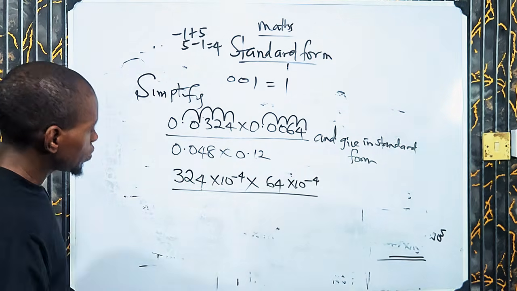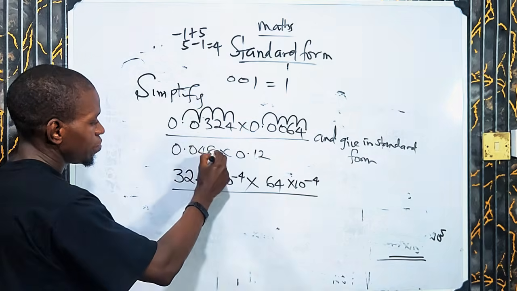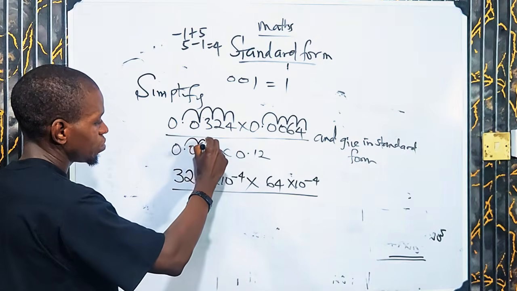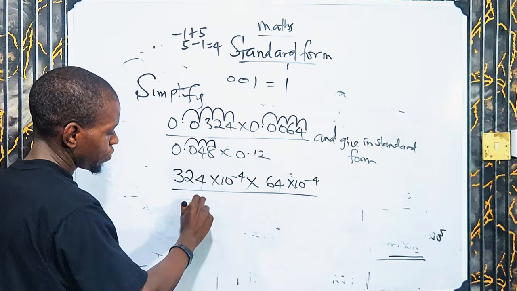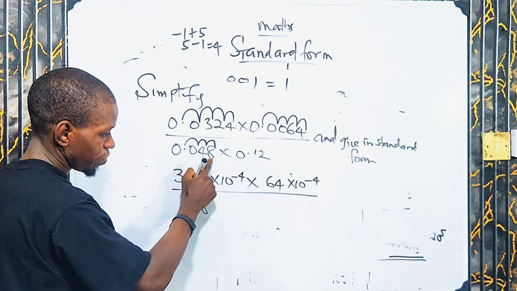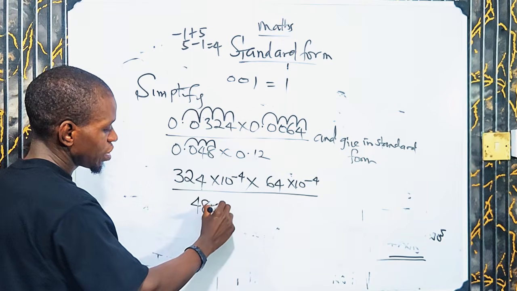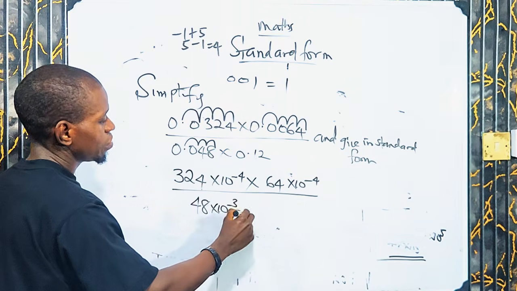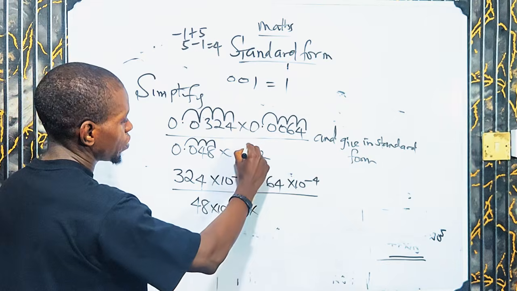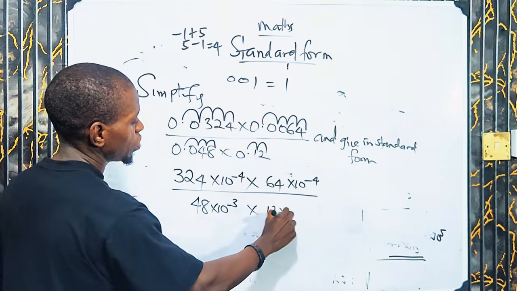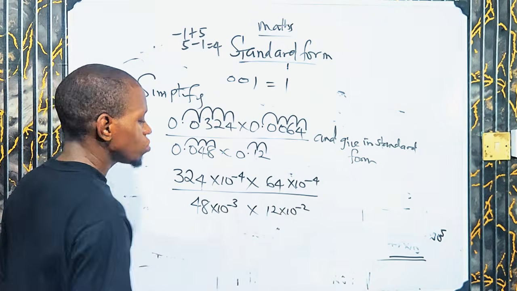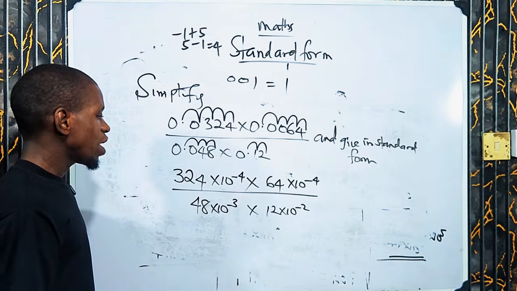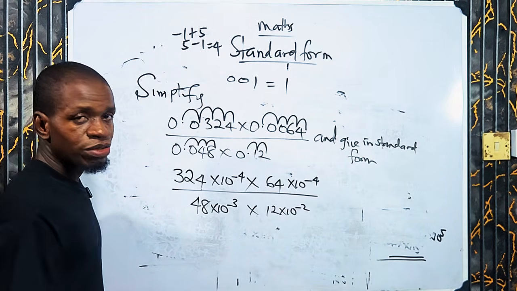Let's look at the one beneath. So what do I have again now? Move it to the back. I have it as 1, 2, 3. So I have it as 48. Remember, you pick from the numbers, not the zeros. 48 times 10 raised to the power what? Minus 3. All right. Times, I have it as 1, 2. I have it as 12 times 10 raised to the power what? Minus 2. So at this point, when you have something like this now, what are you going to do?